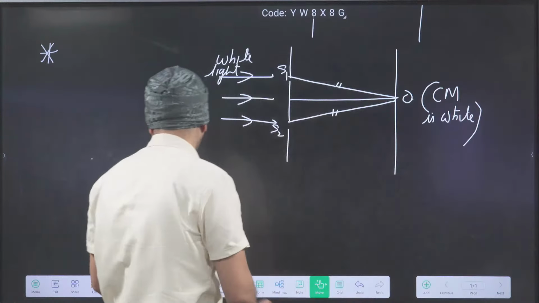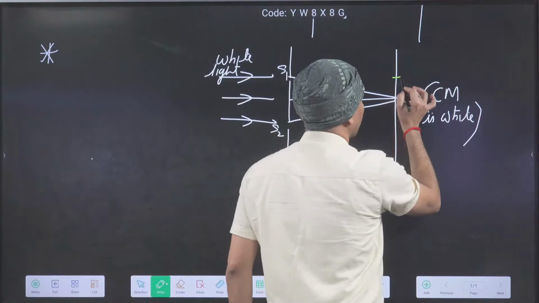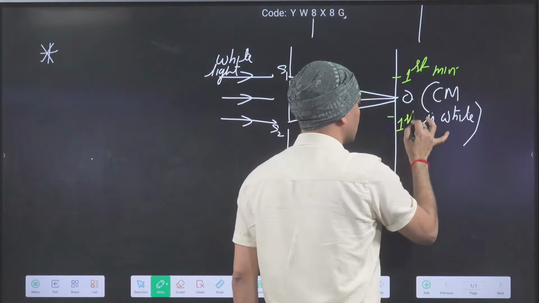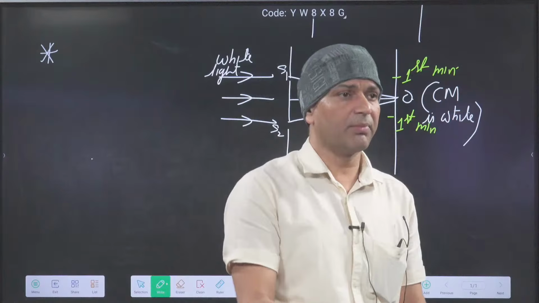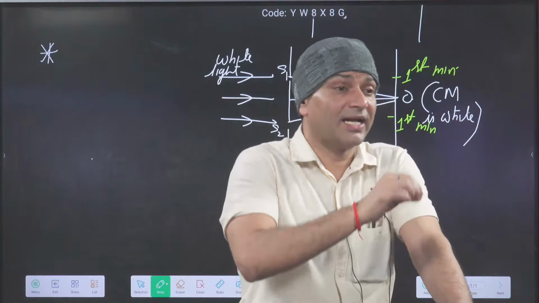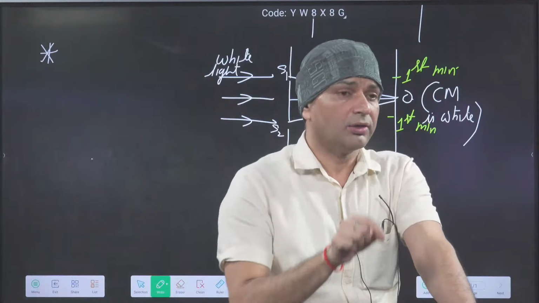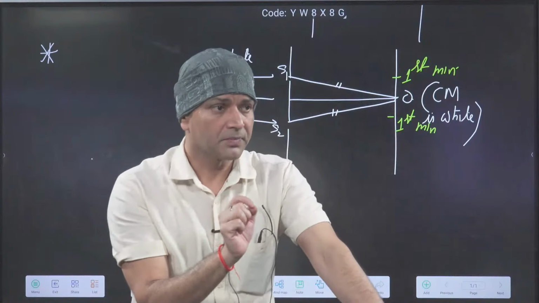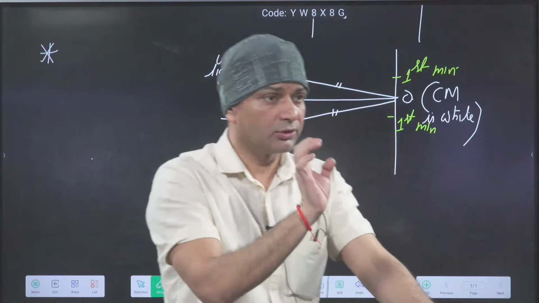So after the central white, what we will get? First minima, this side also, this side also. First minima means that color is missing. Minima means its intensity is 0. First minima means path difference should be lambda by 2. Lambda is minimum for violet.